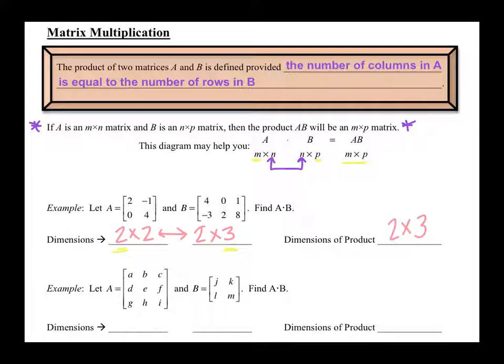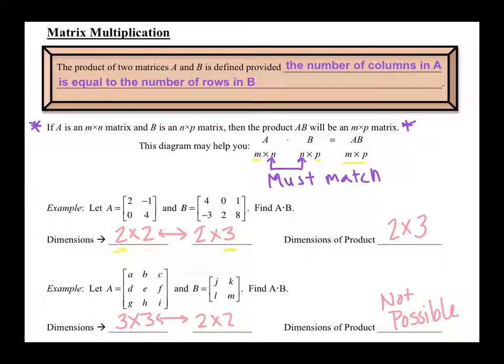Next example, a 3 by 3 matrix and a 2 by 2. These do not match, so this is actually not possible to multiply. And you will come across that. You wouldn't have the correct values to be able to multiply everything correctly. If those dimensions don't match, the columns in the first and the rows in the second, you can't multiply them.